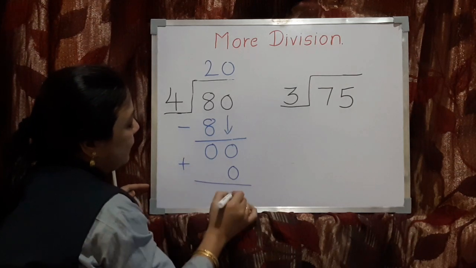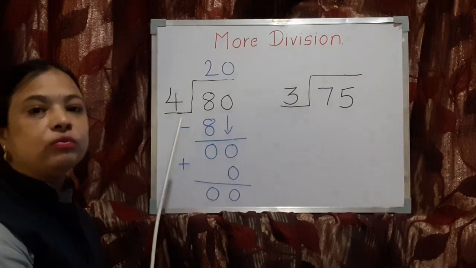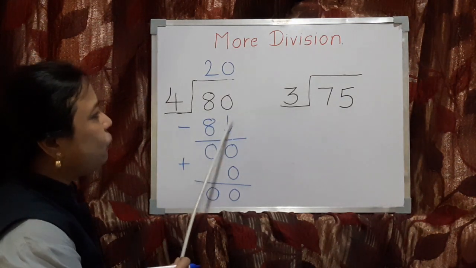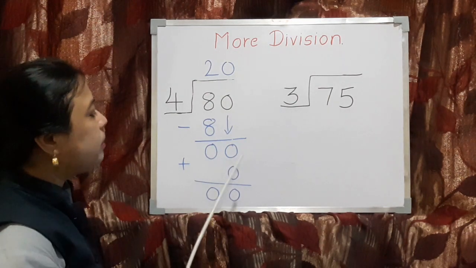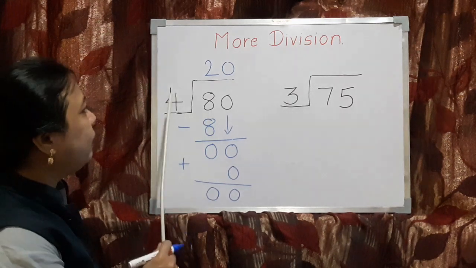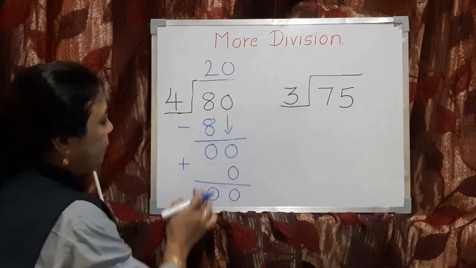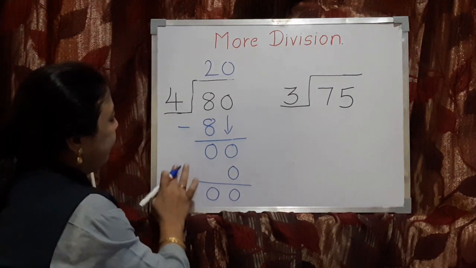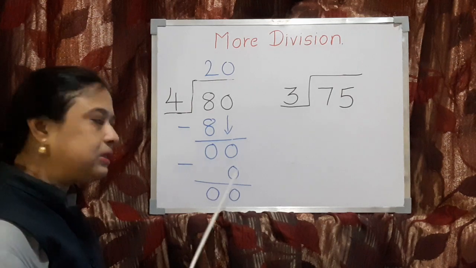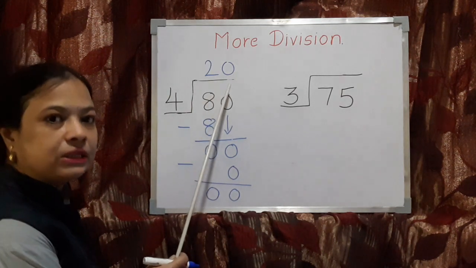No need to do the second step, but if you are not understanding you can do the second step and you can do the sum over here like this. Okay, so when 0 is there you can directly put it up, or you can go to the second step and write down 4 zeros are 0 and then you will subtract here. 0 minus 0 is 0 and 0 minus 0 again 0. So the answer is 20.